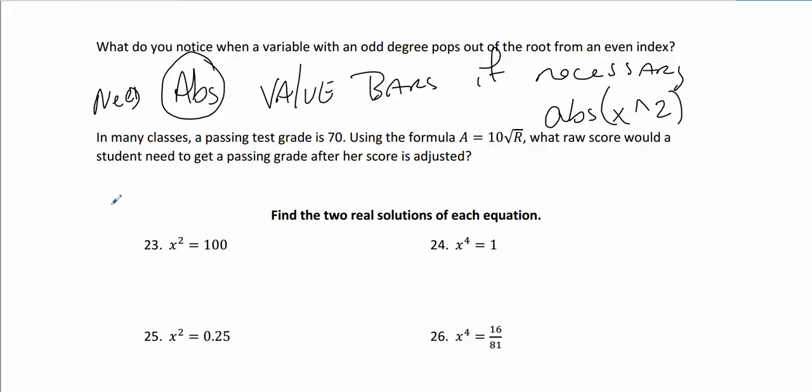Next one up is a word problem. In many classes, a passing test grade is 70. Using the formula A equals 10 root R, what raw score would the student need to get a passing grade if her score is adjusted, or after it's adjusted? So the A stands for the adjusted score. What is the adjusted score? The adjusted score is the 70. So 70 equals 10 times the root of R. We don't know what this R stands for.